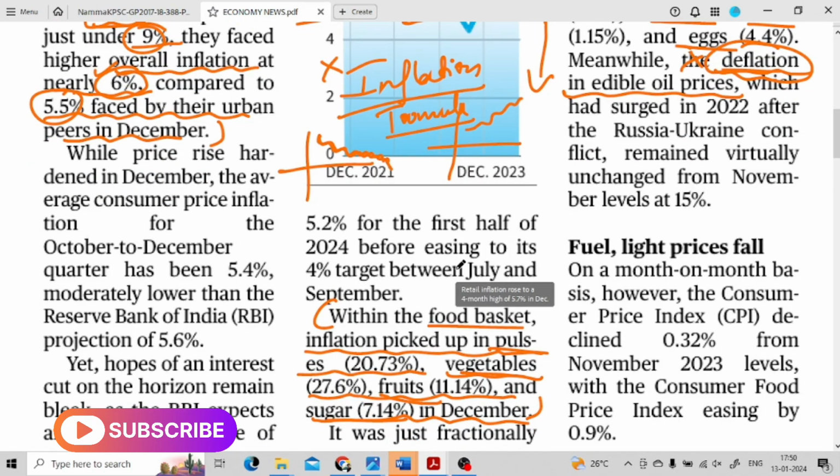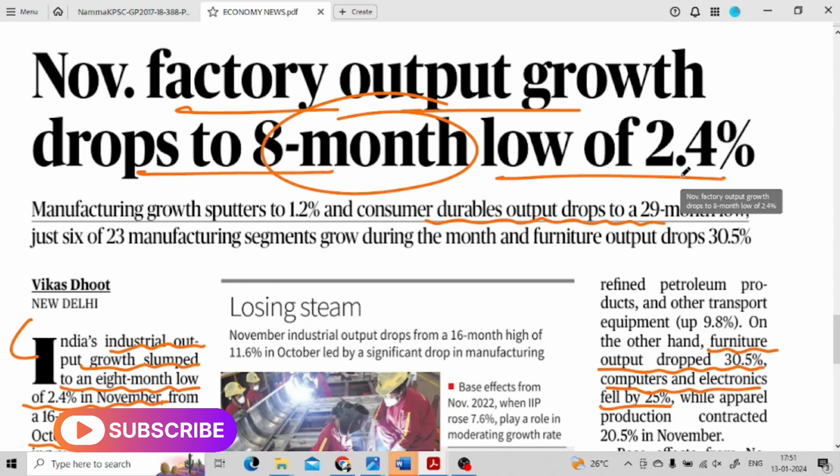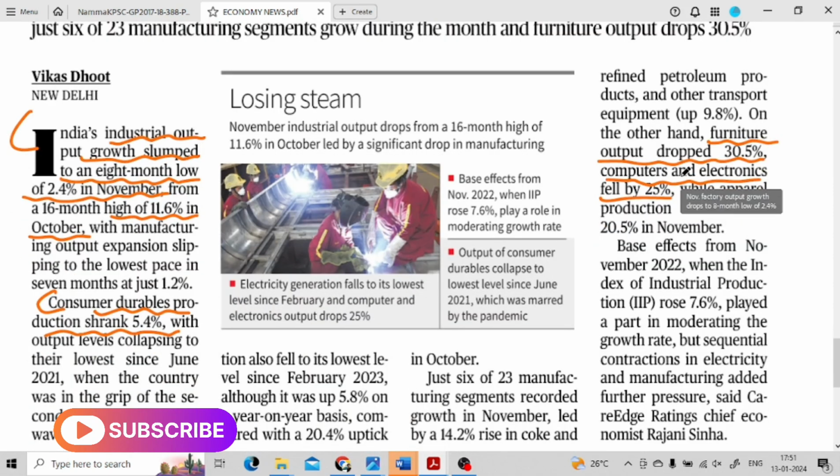Let us move on to the next article. It's a very simple article, nothing much about it. Factory output growth drops to an 8-month low of 2.4%. Industrial growth is very important for our country. Why is industrial growth so important? Because it is the largest absorber of employment in the country. If industrial growth is coming down, it means unemployment is increasing. You remember, if industrial growth potential decreases, in such a country unemployment increases. This is a very, very bad situation.